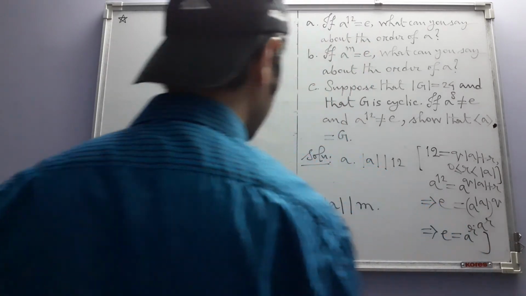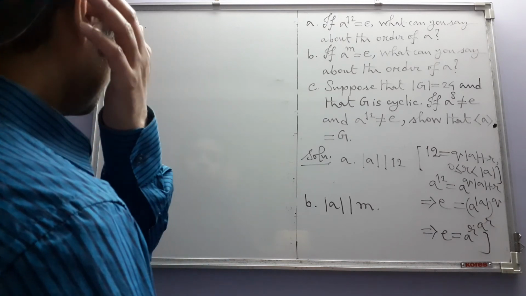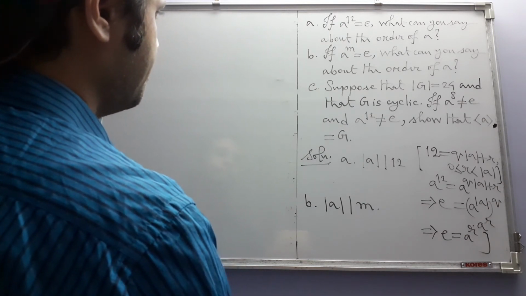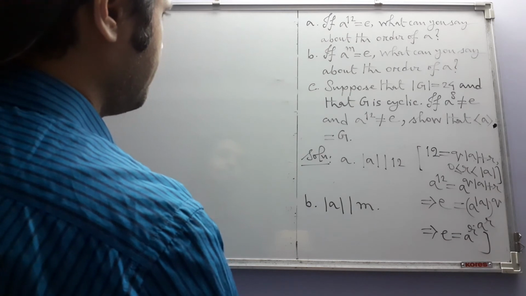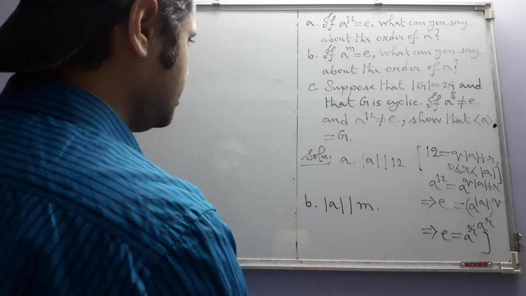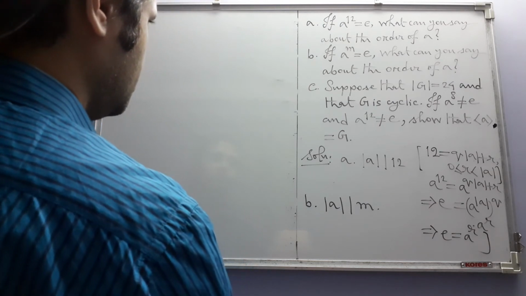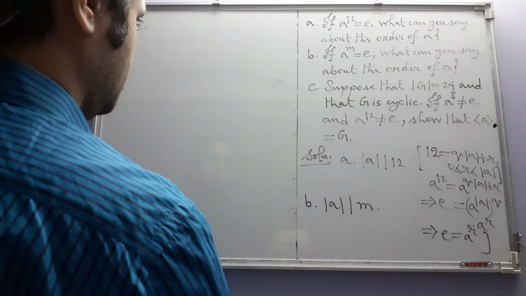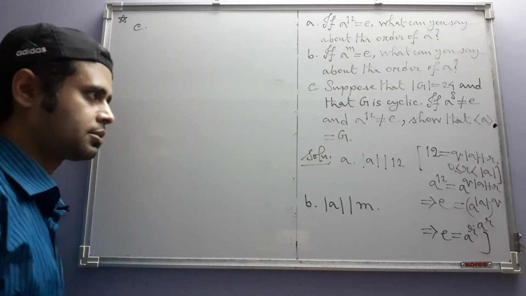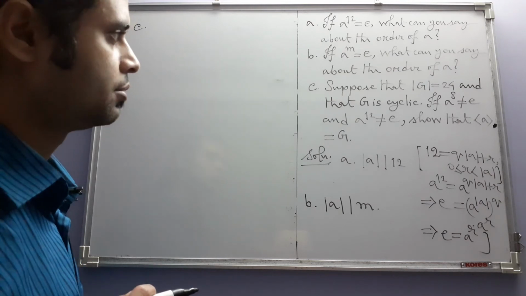Okay, now part C. Suppose that G is cyclic of order 24. So neither is a to the power 8 identity nor is a to the power 12 identity. Okay, so what do we need to show? Namely, we need to show that the order of A is exactly equal to 24.